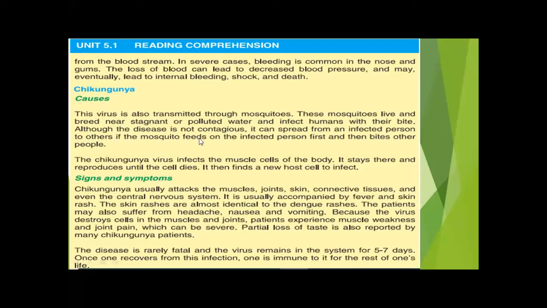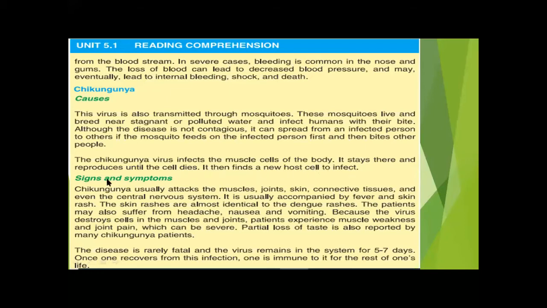If the mosquito feeds on the infected person first and then bites other people, the chikungunya virus infects the muscle cells of the body. It stays there and reproduces until the cells die. It then finds a new host cell to infect.